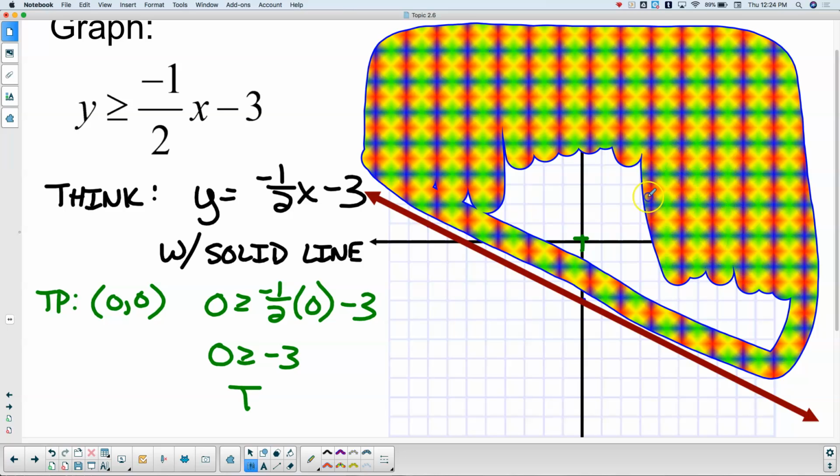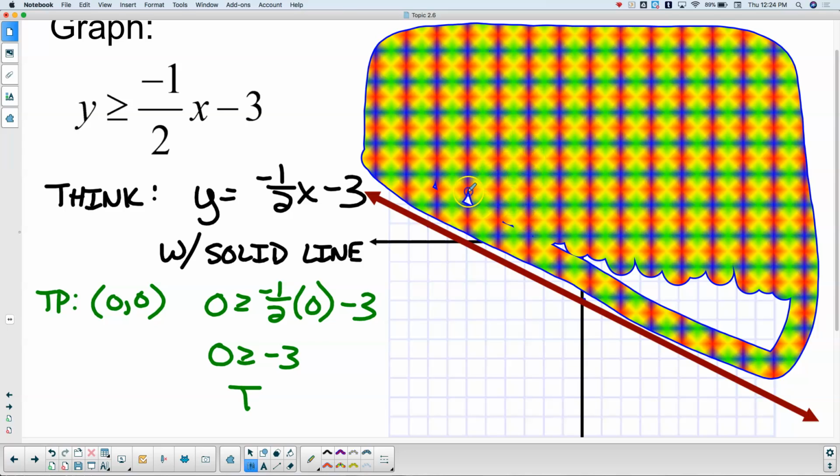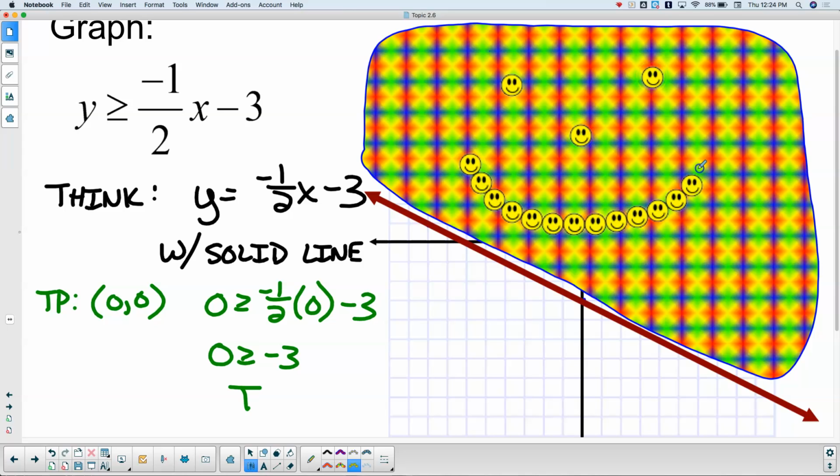I told you we get a little crazy here. You can get a little color, you can get a little funness. I'm not going to stop you. I am not going to stifle your creativity. And then, if you want, you can put in a little smiley face of smiley faces.